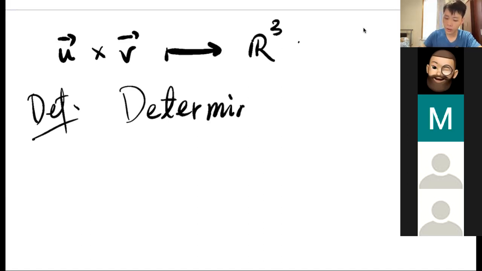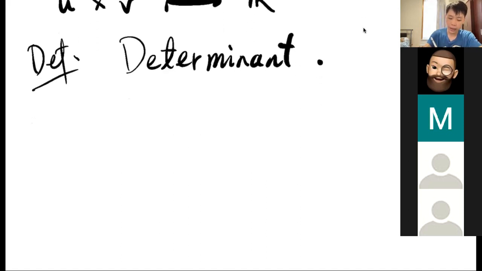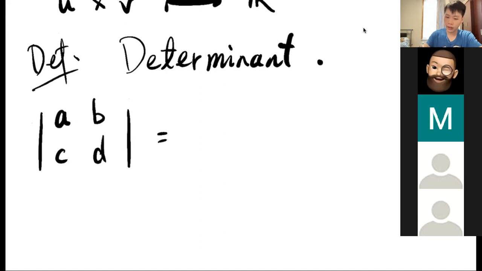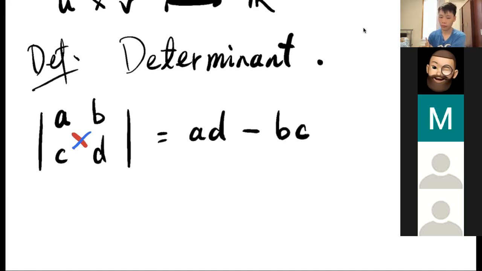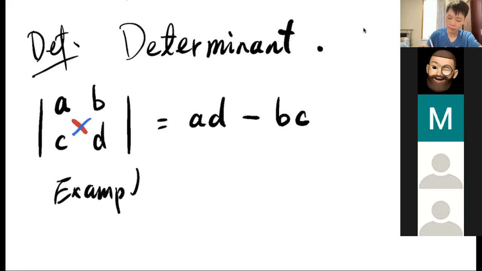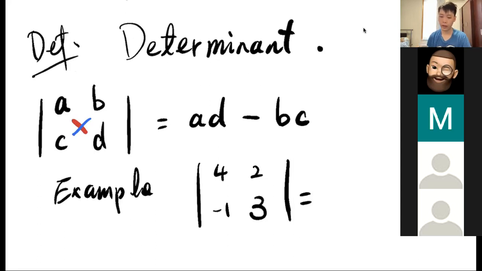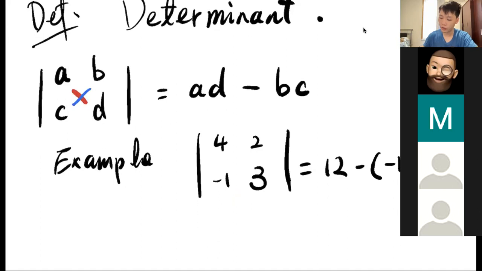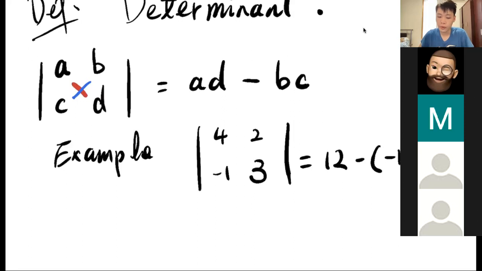Determinant. If you have, let's say, a 2 by 2 matrix, the determinant is A times D minus B times C. For example, if you have a 2 by 2 matrix, 4, 2, minus 1, 3, the determinant is 4 times 3, which is 12, minus 1 times 2, or minus 1 times 2 is minus 2, so 12 minus 2 gives you 14. That is how you compute the determinant for a 2 by 2 matrix.